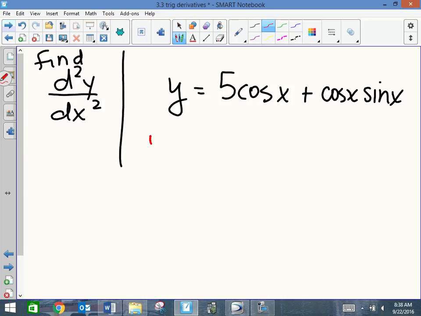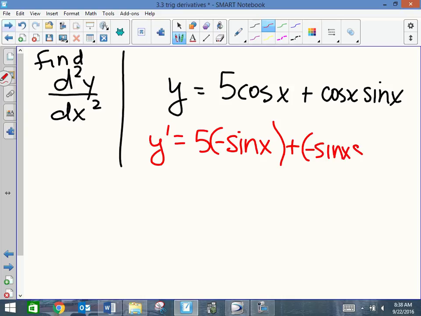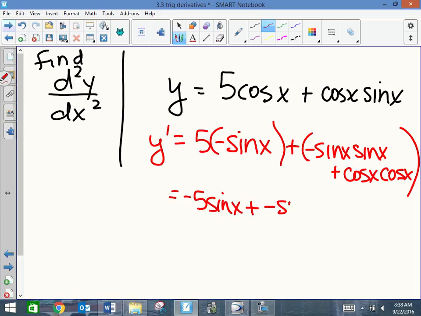Alright, so y prime, 5, negative sign. Use the product rule here? Yeah. Alright, good. Negative sign, sine, plus cosine, cosine. Right? Negative 5 sine x plus negative sine squared cosine squared. Is that what you got for y prime? Yes. Right?